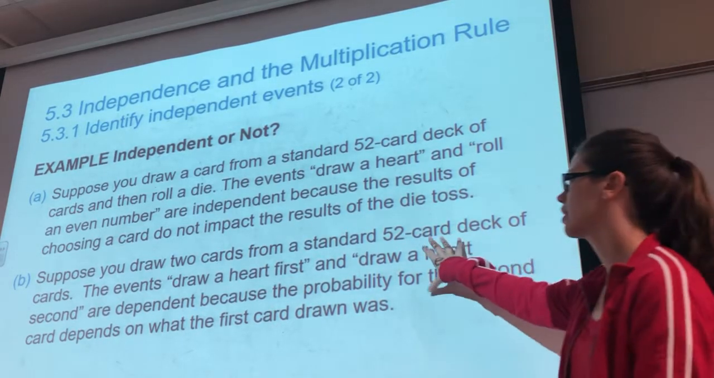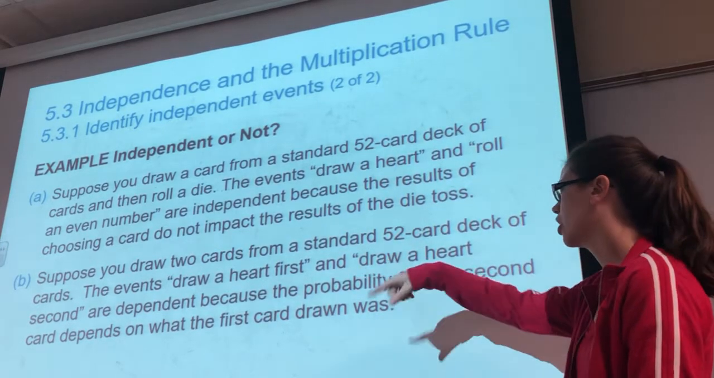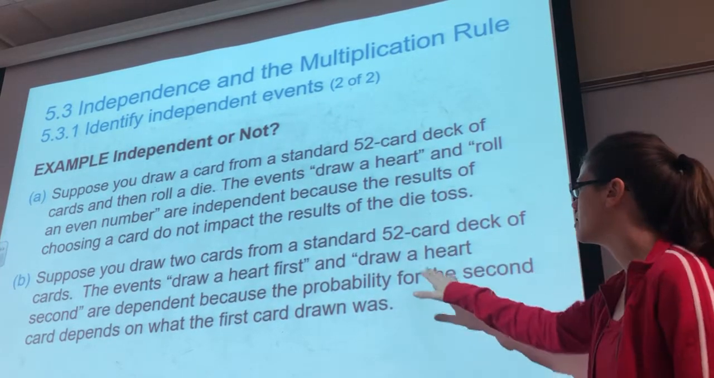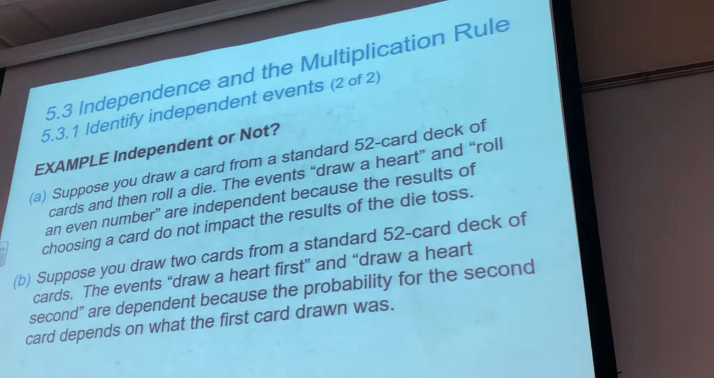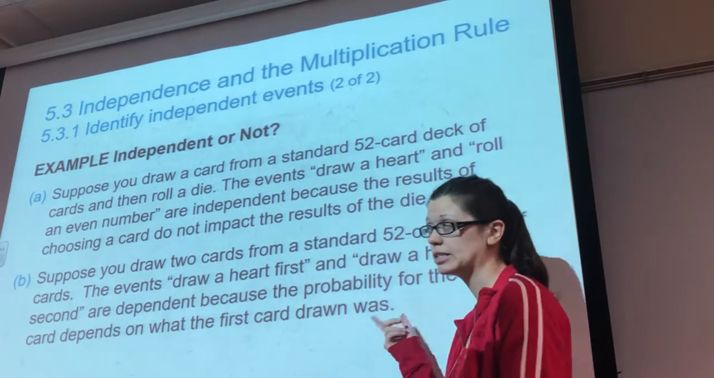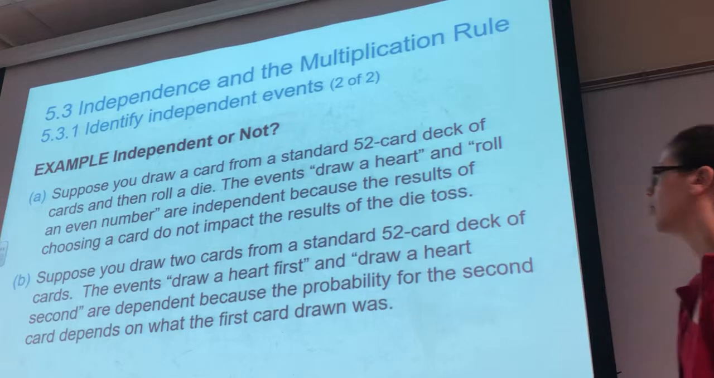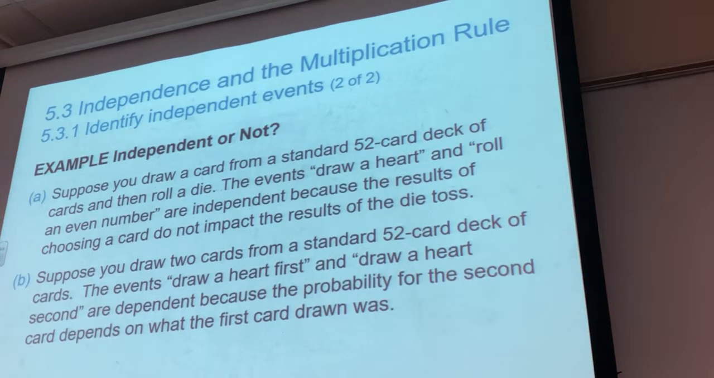And then for the second example, if you're drawing 2 cards and you're looking at drawing a heart and drawing a heart, they're going to be dependent because when you draw the first one, your probability of getting a heart is 13 out of 52 because there's 13 hearts out of 52. But now for your second one, there's only 51 cards, so now your denominator is different. It's going to be a 51. So your probability is going to be different for that second one.